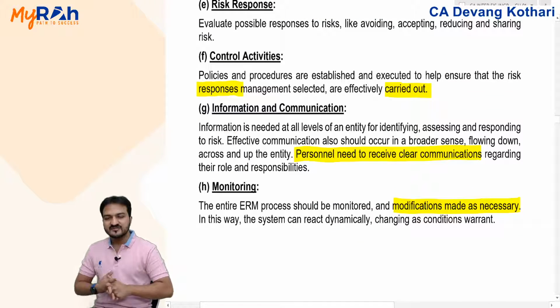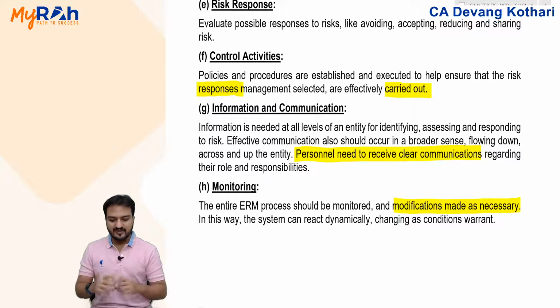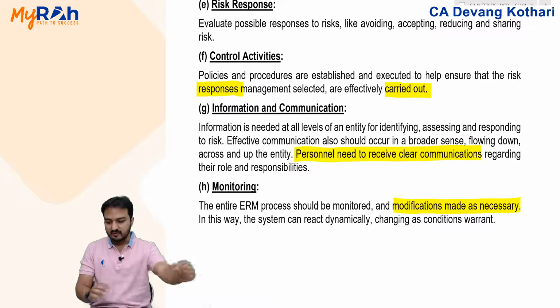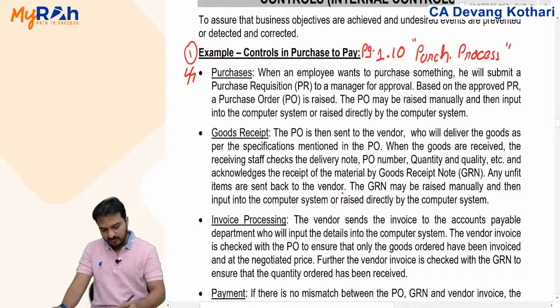Control activities means those risk responses are carried out. Information and communication should be clearly given to all the employees, and during the risk management, if required, modifications are made whenever necessary. Yes, these are the stages involved in enterprise risk management. Next, we talk about controls.